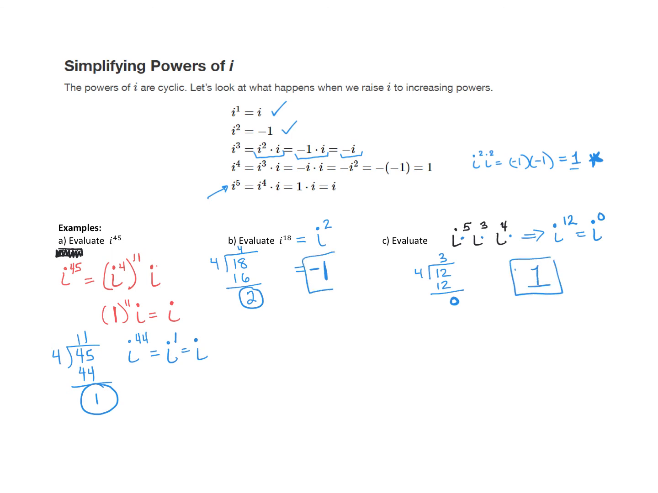So the idea here is that we divide our power by 4, and what we're interested in is the remainder.